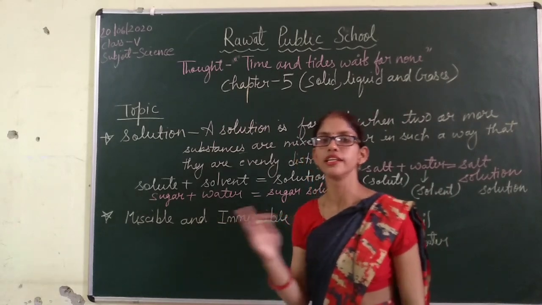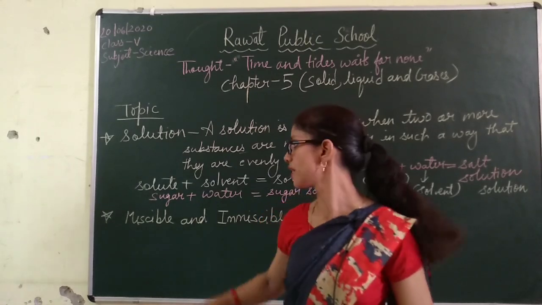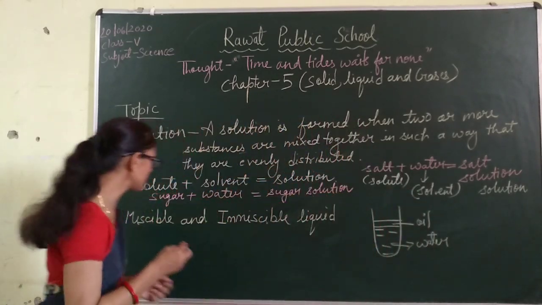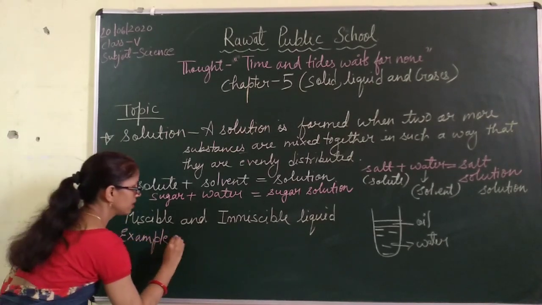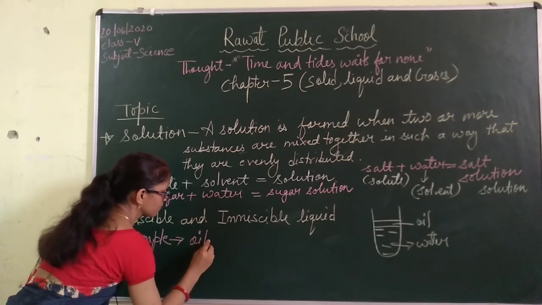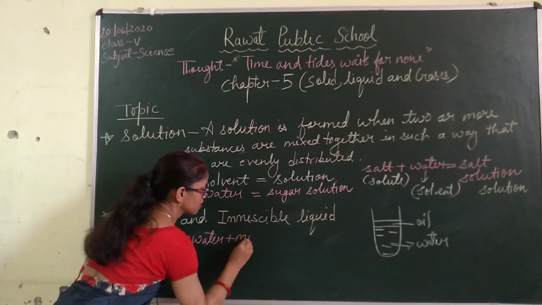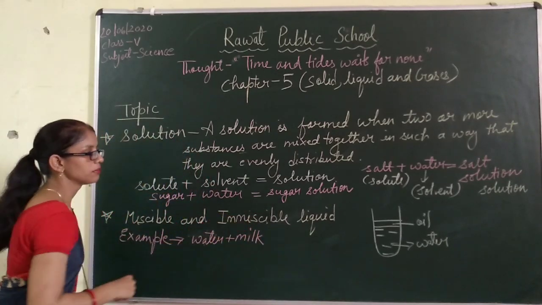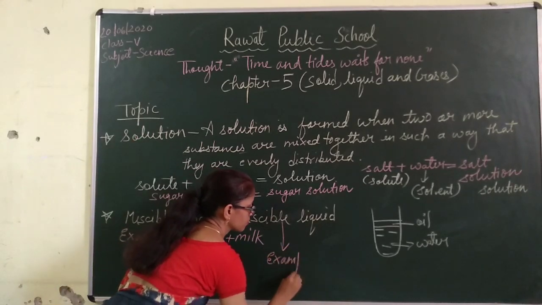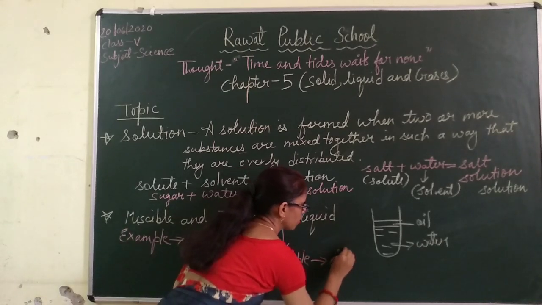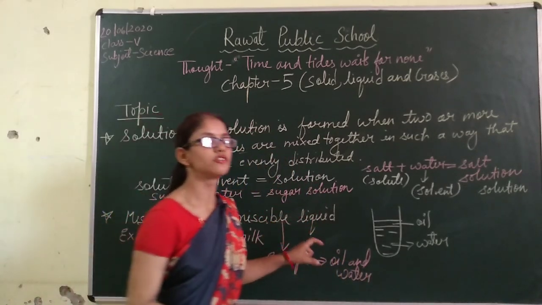And miscible liquids are those that get completely mixed into each other so that we cannot separate them out. The examples of miscible liquids are water and milk. Second, an example of immiscible liquids is oil and water. You can also do this activity at your home.